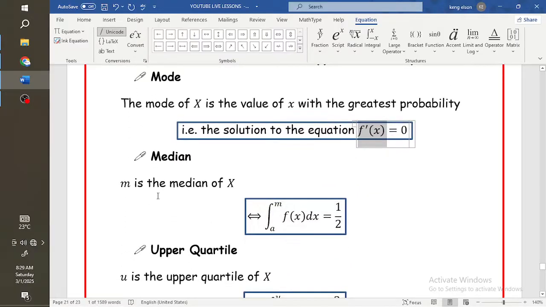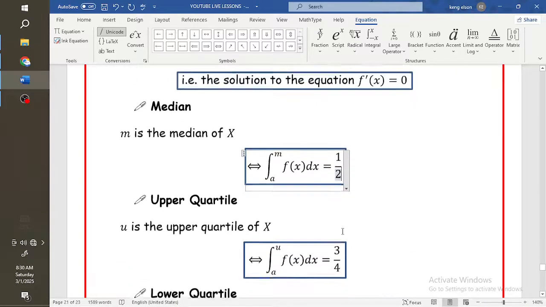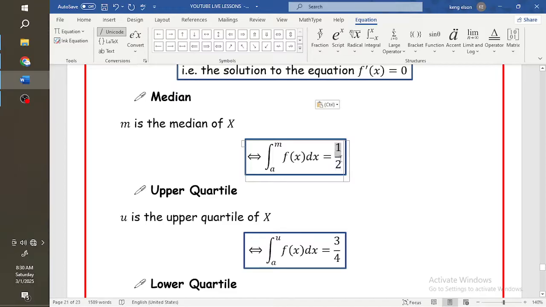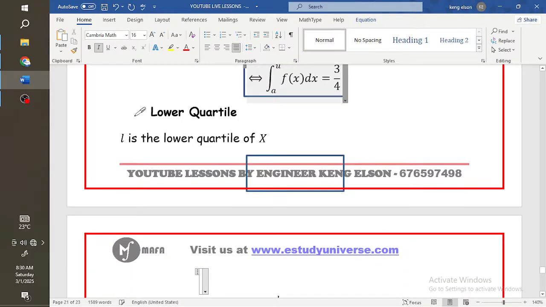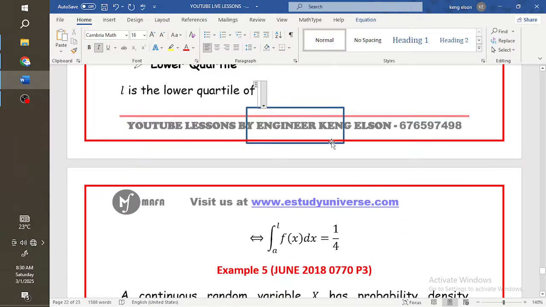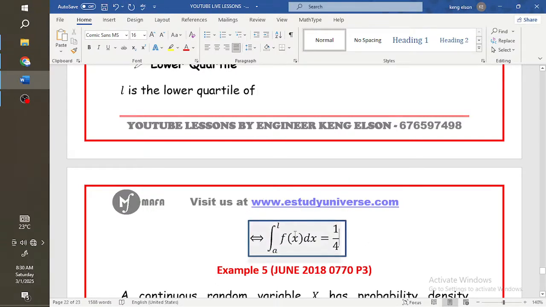Now what about the median? If m is a median, then it is defined by the integral from the lower bound of the interval to m of the function being equal to half. That's the median. What is the upper quartile? Because this median is like the probability is 50%. For the upper quartile, the probability is 75%. That's why I say 3 on 4. So you are still integrating from a to u. And for the lower quartile, the probability is 25%. That's why you are seeing 1 over 4. So these are just their definitions.